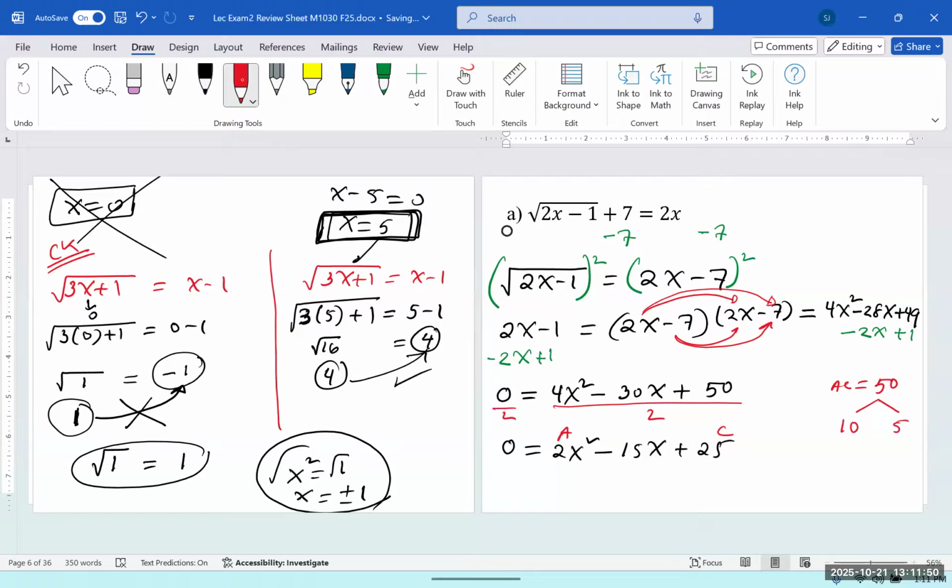5 times 10 is 50. 5 and 10 gives you 15. But what would be the sign? -10, -5. -10 times -5 is +50. And -10 minus 5 is -15. So it is factorable. We are using AC method because our A is visible. Anytime your A is visible, you cannot divide everything by A. You have to use AC method if it's factorable.